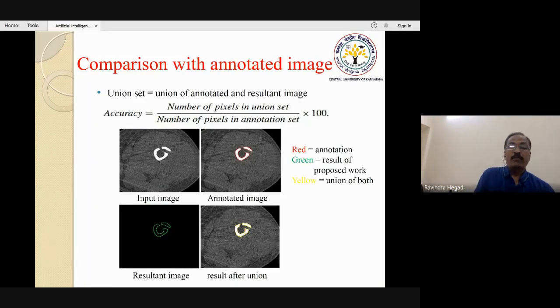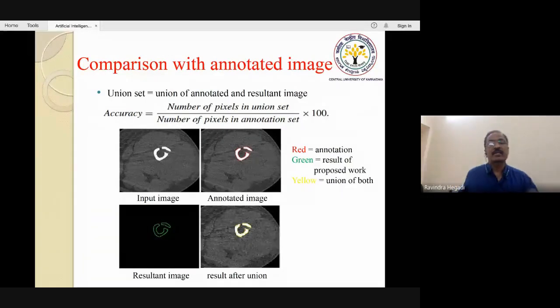Then, once we conducted this experiment, we measured where the broken parts are, and then we measured the accuracy because we had annotated images. We compared our result with the annotated images. For accuracy, we took the ratio of the number of pixels in the union set to the number of pixels in the annotated set and multiplied by 100. That gives us the percentage accuracy of our technique.